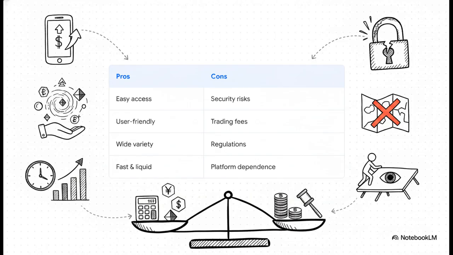This actually brings up a famous ethos in the crypto space: not your keys, not your coins. When you keep your assets on an exchange, you are fully entrusting them to a third party. You're giving up total self-custody in exchange for that high liquidity and convenience. It's a direct trade-off, really, between the ease of a centralized platform and the absolute need for personal vigilance.